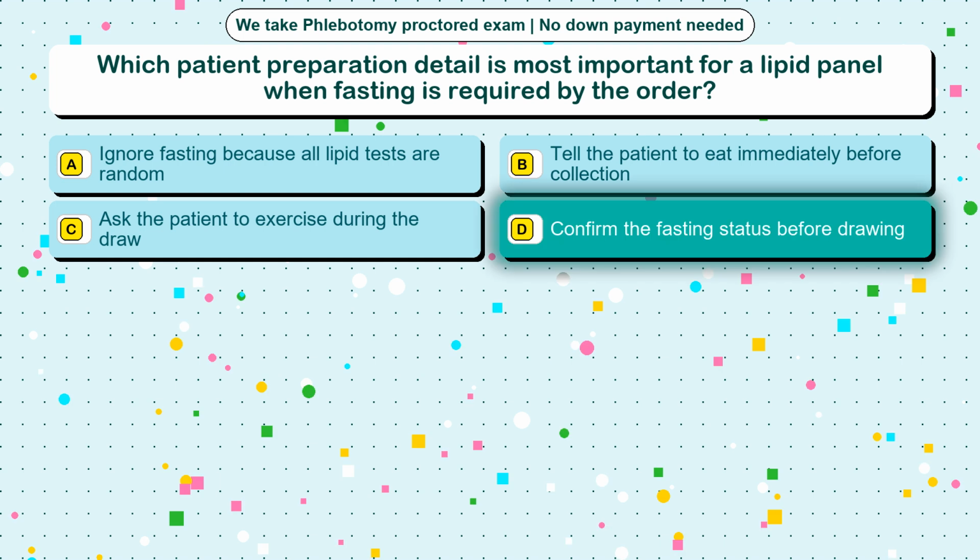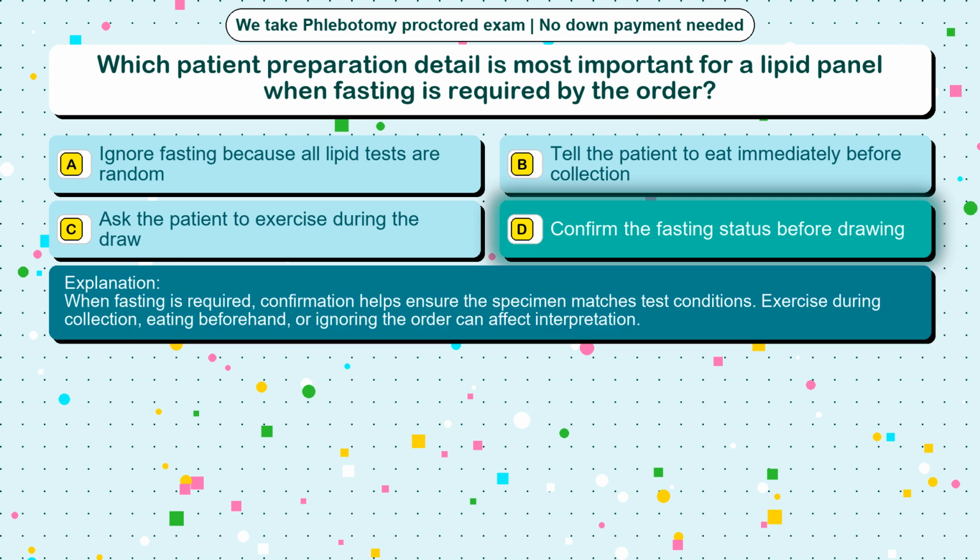The correct answer is option D. Confirm the fasting status before drawing. When fasting is required, confirmation helps ensure the specimen matches test conditions. Exercise during collection, eating beforehand, or ignoring the order can affect interpretation.